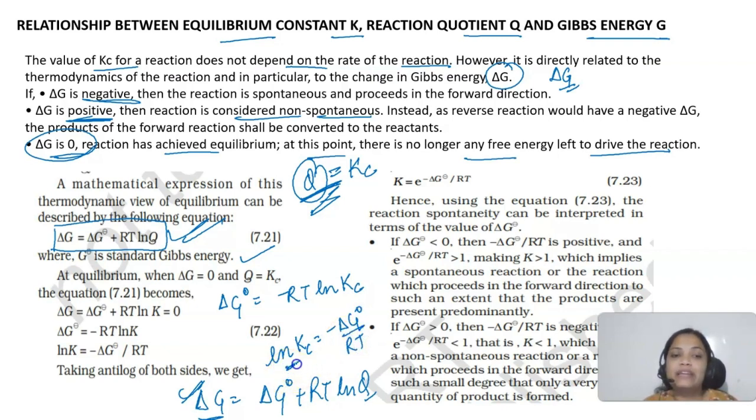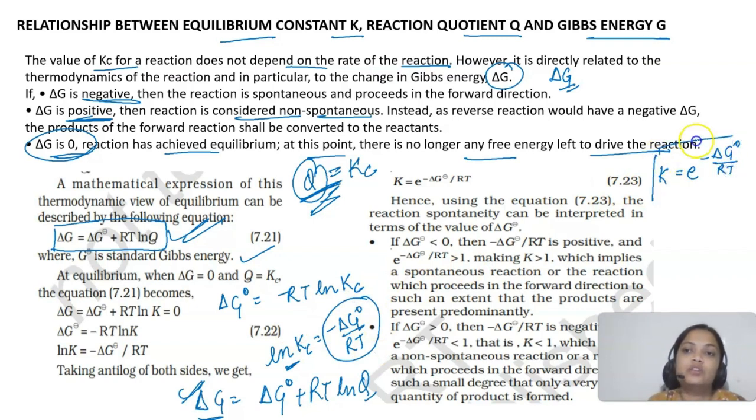Now here you will take anti-log, so K will be equal to e raised to the power minus delta G naught upon RT, as it goes into the exponent when you take anti-log. So this relation also you must know.